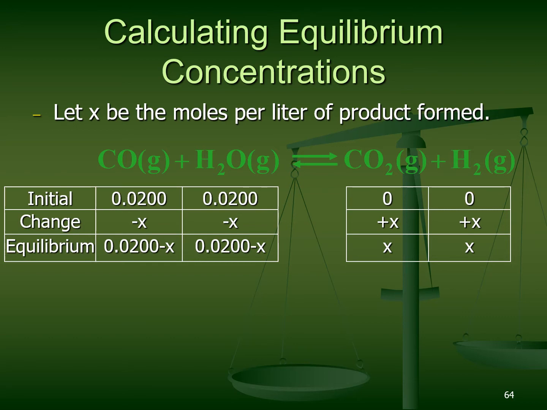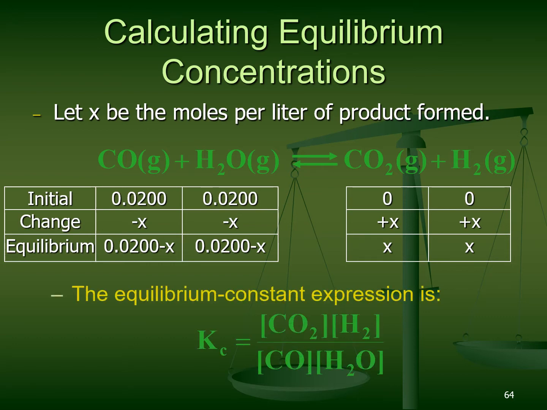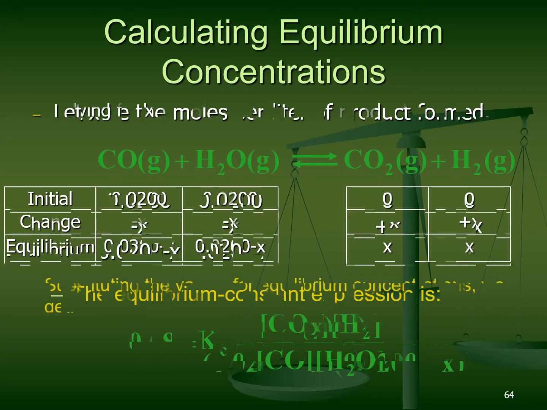So that means at equilibrium, we have 0.02, what we started with, minus whatever reacted, so 0.02 minus x. We have the same thing for H2O, 0.02 minus x. The amount of CO we have is x, the amount of CO2 we have is x, and the amount of H2 is x. So if we plug that into our expression, there's Kc, CO2 times H2O, so that'd be x squared, and then CO times H2O in the denominator, that'd be 0.020 minus x squared.